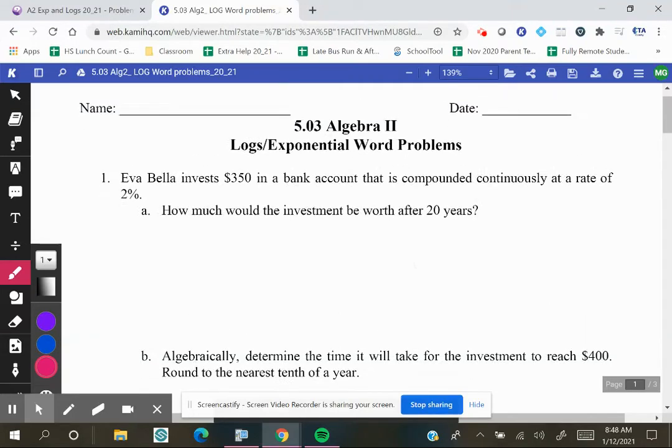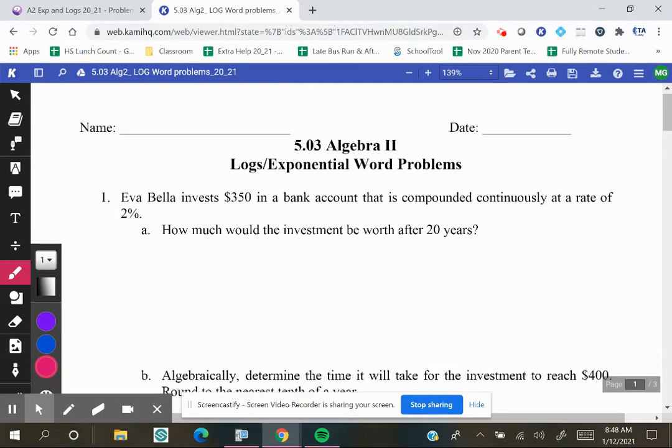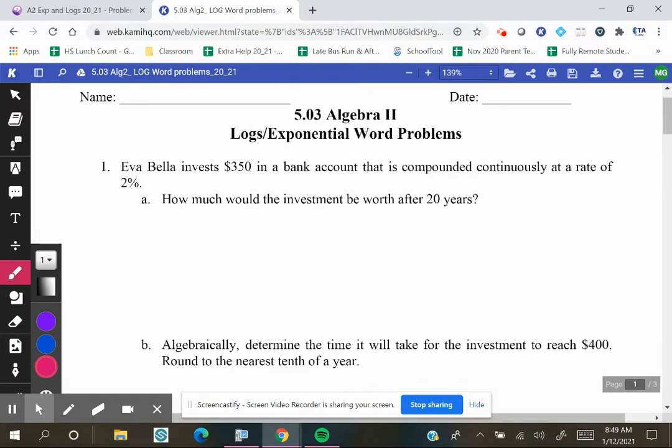Hello, we're on 5.03 Algebra 2 today, and we're going to be talking more about solving log and exponential equations, but we're going to be using them in word problems and solving them that way. So I am going to attach a blank copy of this on to your Google Classroom, so if you'd like to print it, you can, so you don't have to write all of the word problems out.